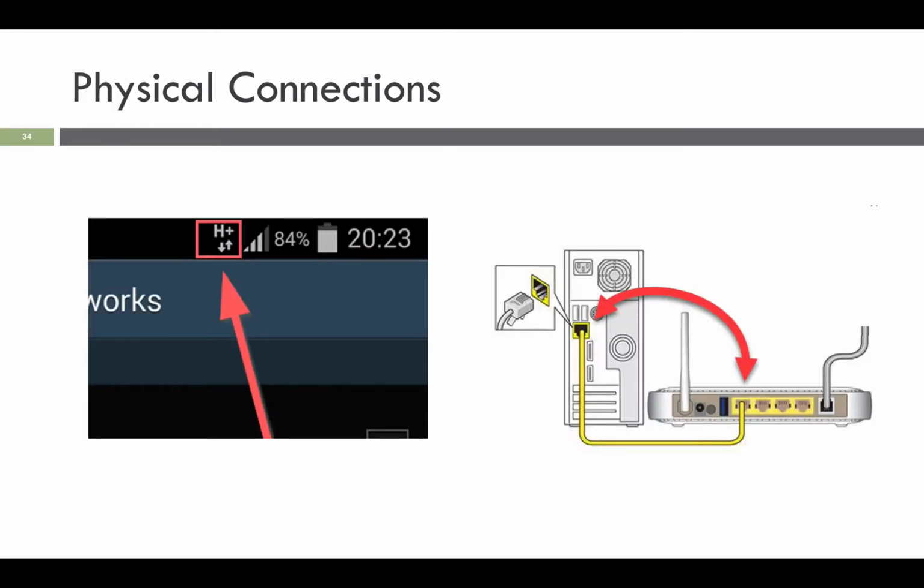An example of a physical connection is connecting your phone to a network using 3G or Wi-Fi. If you see the 3G or Wi-Fi symbol on your phone, you know that you have a connection to the cellular system or an access point. Another example is the Ethernet cable that connects your desktop to the modem or router. You can determine that you have a connection by looking at the link light on the device.